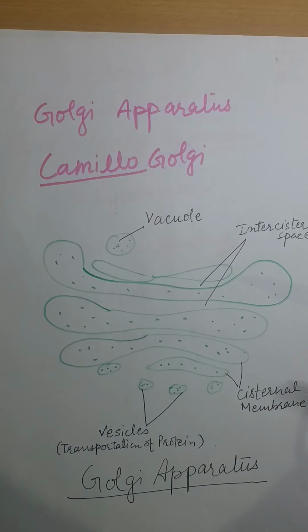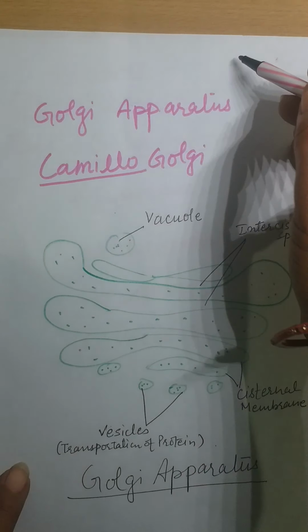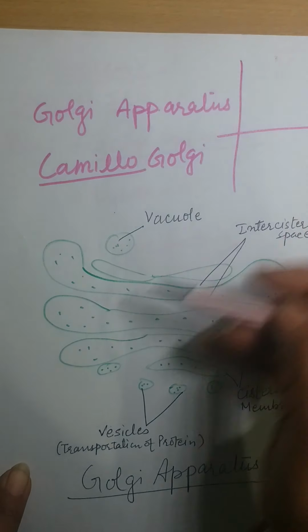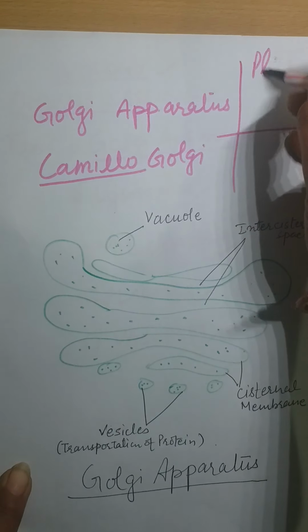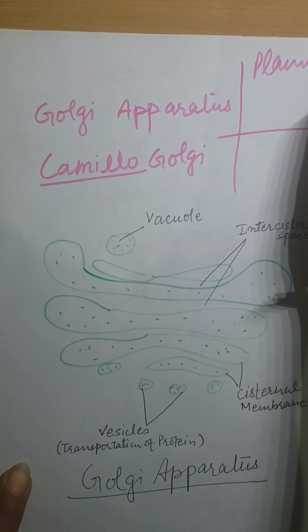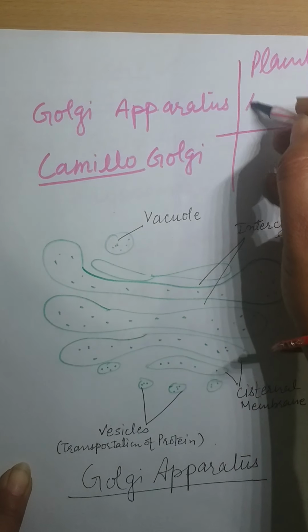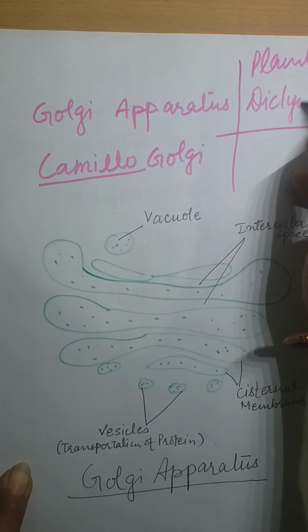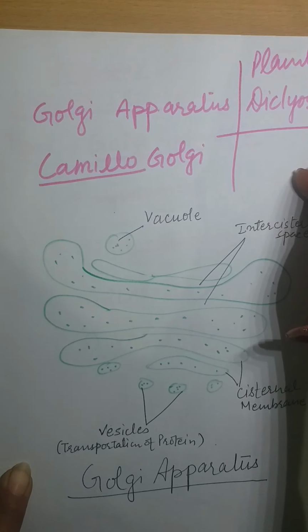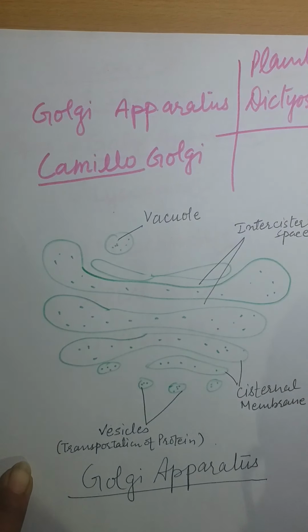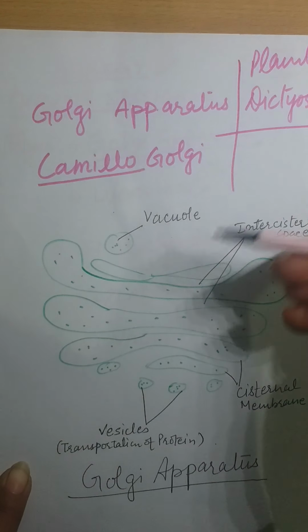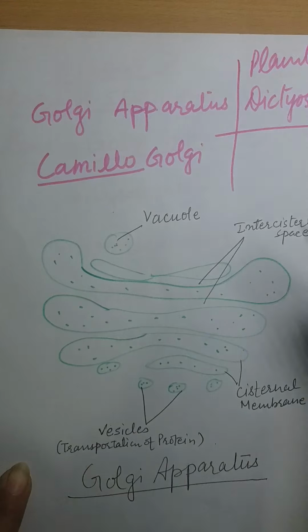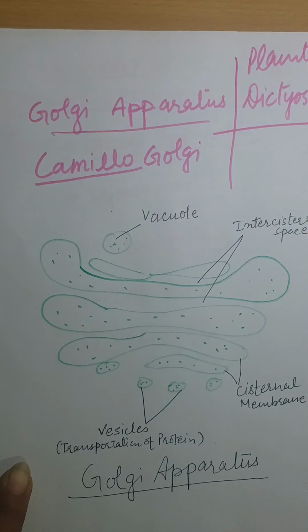And actually, these Golgi apparatus are named differently in the plant cell and animal cell. In plant cell, they are known as dictyosomes, and in animal cell, they are known as Golgi apparatus.